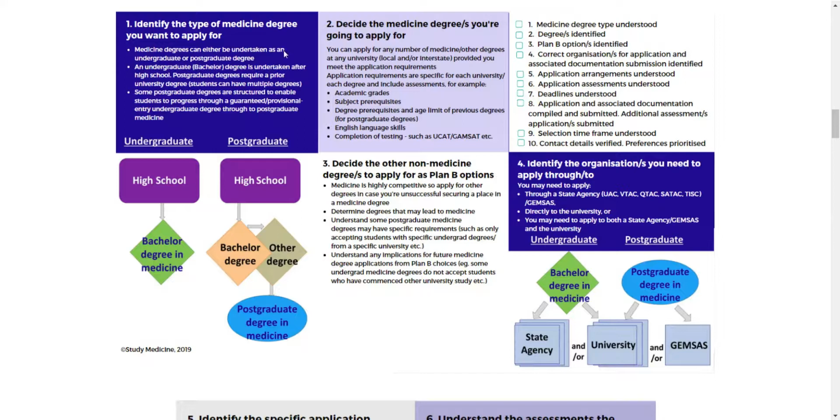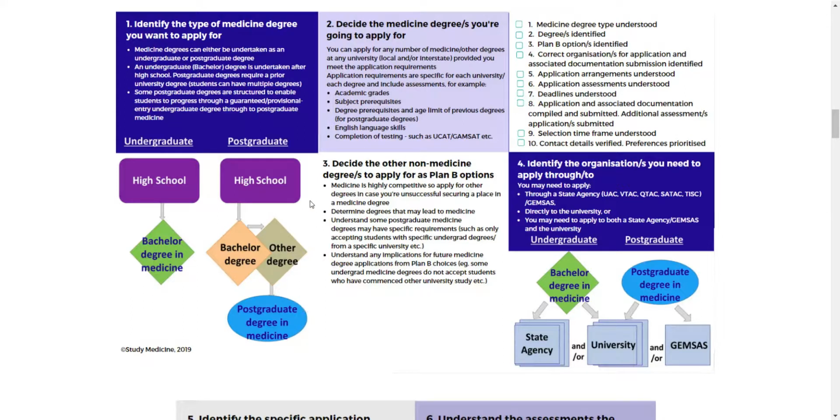The first of the 10 steps is identifying the type of medicine degree you want to apply for. Now, it may seem self-evident that there are 2 types of medicine degrees. The first type is the undergraduate medicine degree, which means that you get into that medicine degree straight from high school. The second type is the postgraduate medicine degree, and that means you need a previous university degree first in order to apply for medicine at that university.